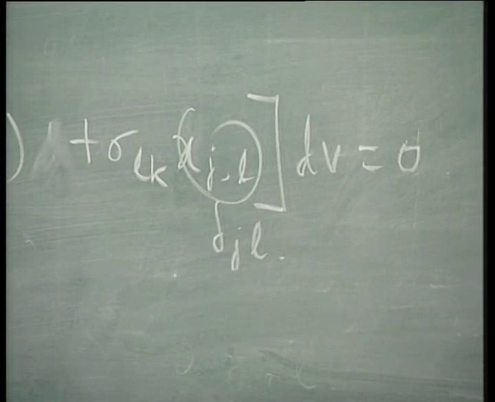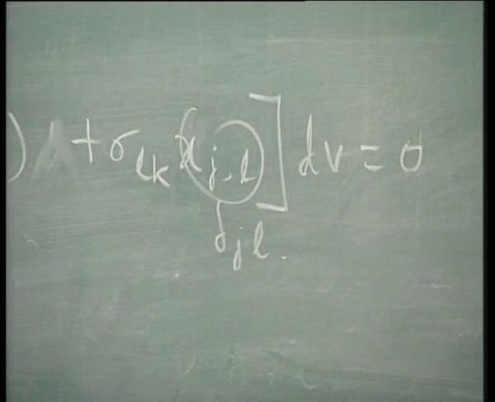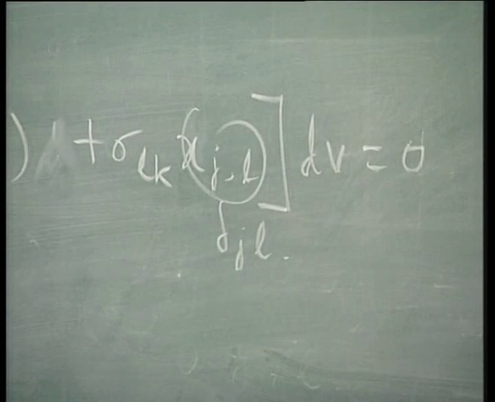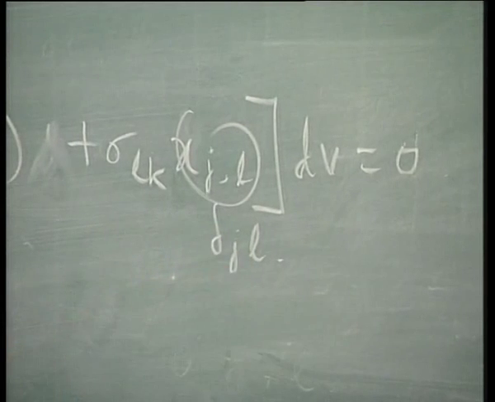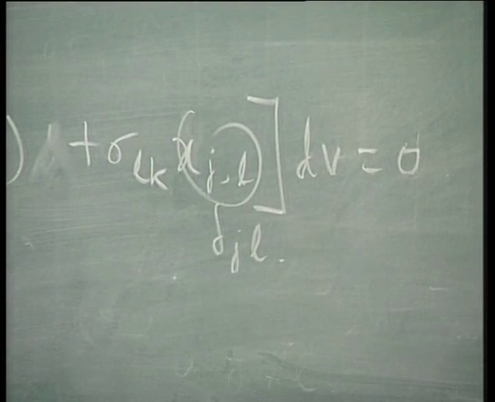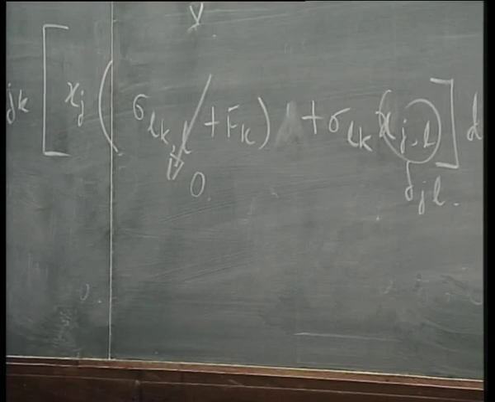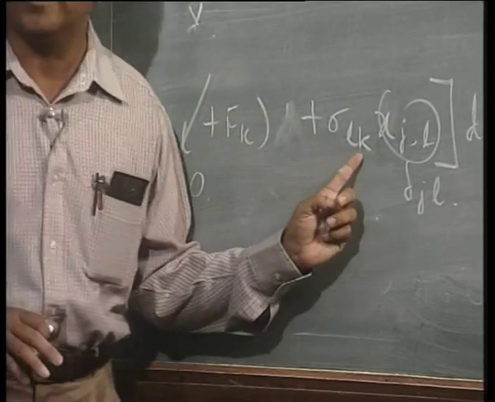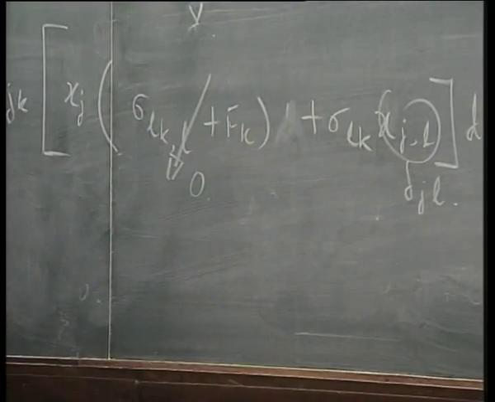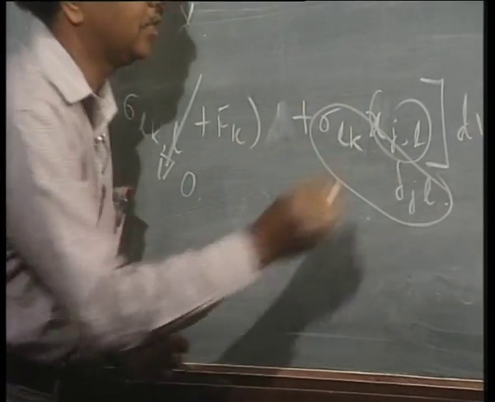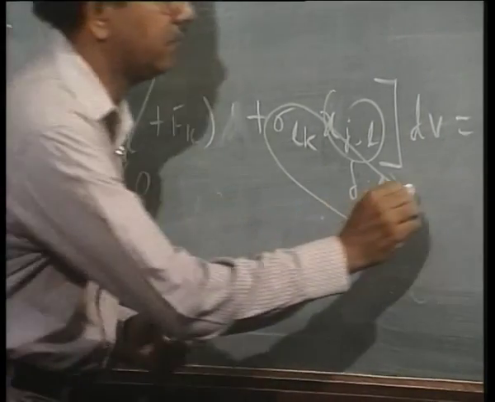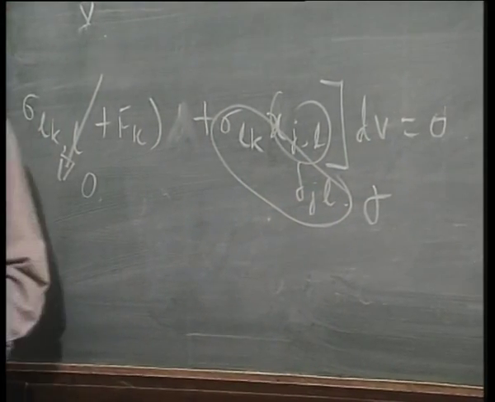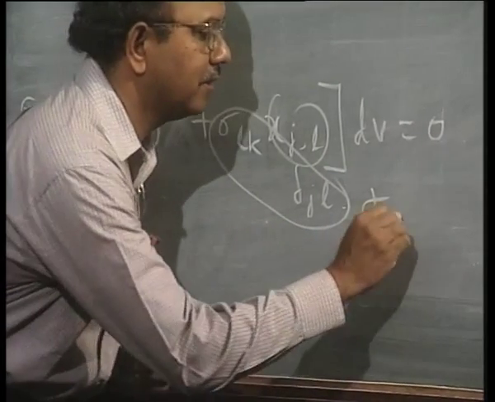So sigma Lk delta JL can be written as, when j is equal to L only, it will have a value, or else it will not have a value. So L will be replaced by j, that's it. So this whole term sigma Lk delta JL will become sigma jk.